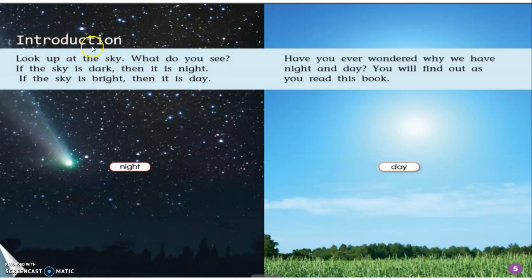All right, here's our introduction. Oh, I can definitely see nighttime versus daytime. There's our words, night and day. Look up at the sky. What do you see? If the sky is dark, then it is night. If the sky is bright, then it is day. Have you ever wondered why we have night and day? Well, that's a good question to think about. You will find out as you read this book. Oh, so that's what this book is going to teach us. Oh, all right.